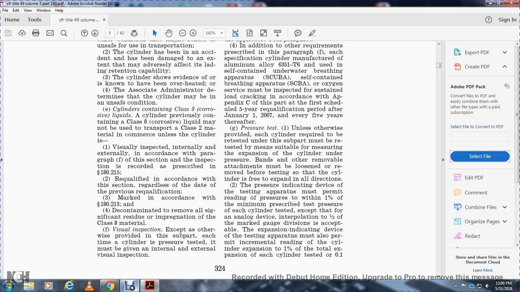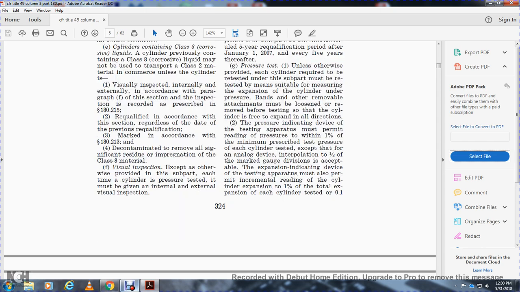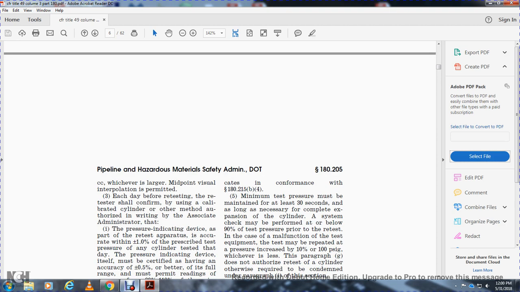The tester indicating device for the test apparatus must permit reading of the pressure within 1% of the minimum prescribed test pressure for each cylinder tested, except for the long analog device interpolation of 1/2 of the marked gauge division. Acceptance for the expansion indicating device for the test apparatus must also permit incremental reading of the cylinder expansion to 1% of the total expansion of each cylinder tested, or 1/10 of whichever is the larger.